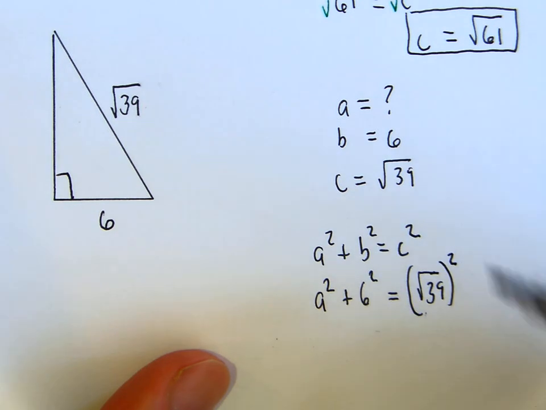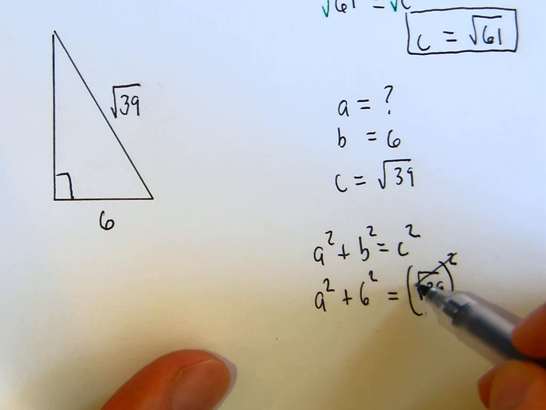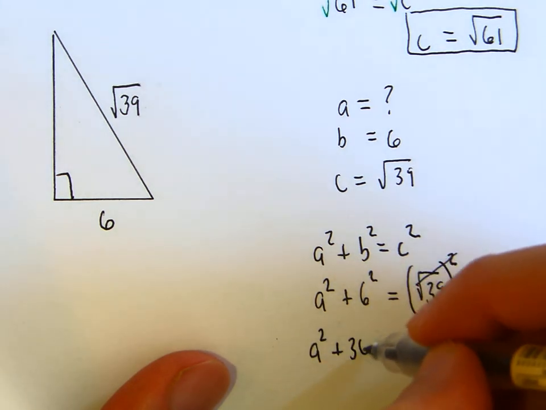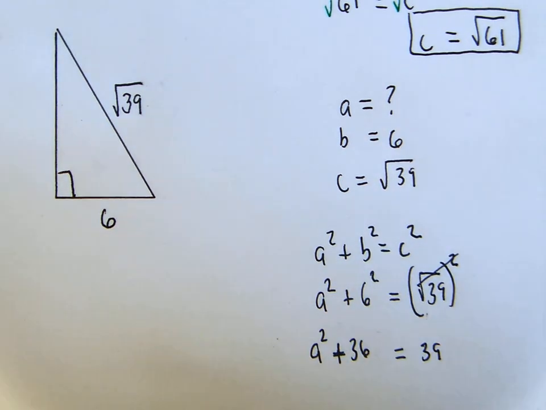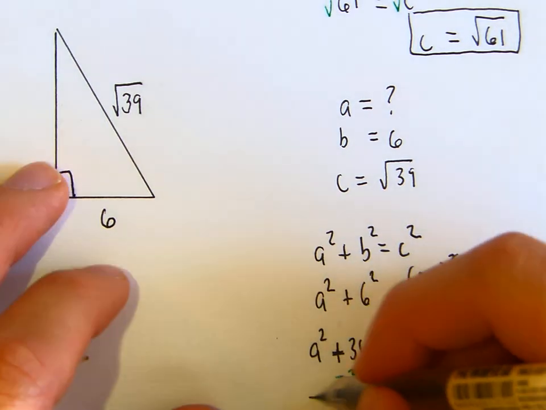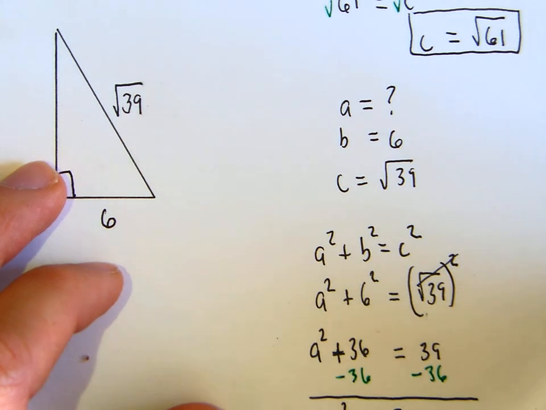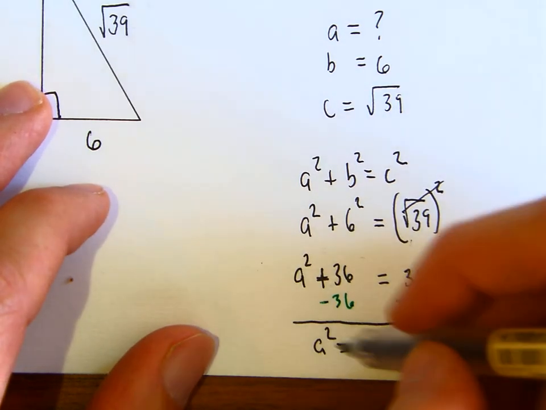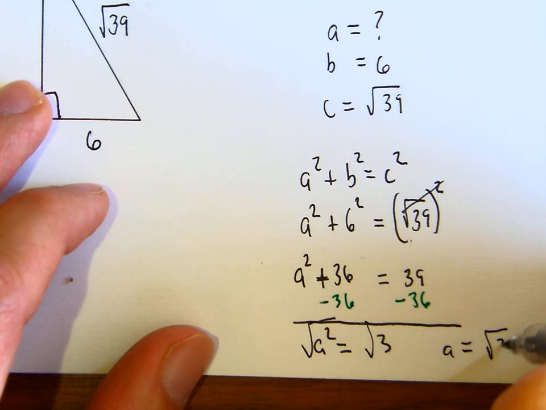Now notice what happens here. Remember, if you have the square root and you're taking the square of it, these two cancel. So now you just have 39 on the right side. So you have A squared plus 36 is equal to 39. So how do you get A by itself? Let's subtract 36 on both sides. And now we have A squared equals 3. 39 minus 36 is 3. Then how do you actually get what A is? Square root. A is equal to the square root of 3.